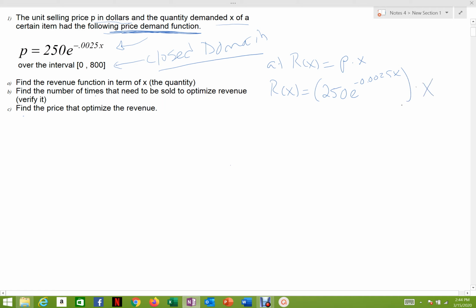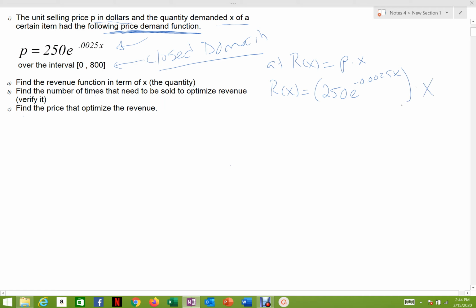I'm going to simplify this a little bit because we're going to eventually take a derivative. My simplification is just to move my x in on the 250. I'm going to rewrite it as 250 times x times my e term. I'm allowed to do that because it's multiplication, so I can rearrange it. 3 times 2 is the same as 2 times 3, and that's all I'm doing here. There's the revenue function I'm going to use for the rest of the application. So I've done part A, found the revenue in terms of x.